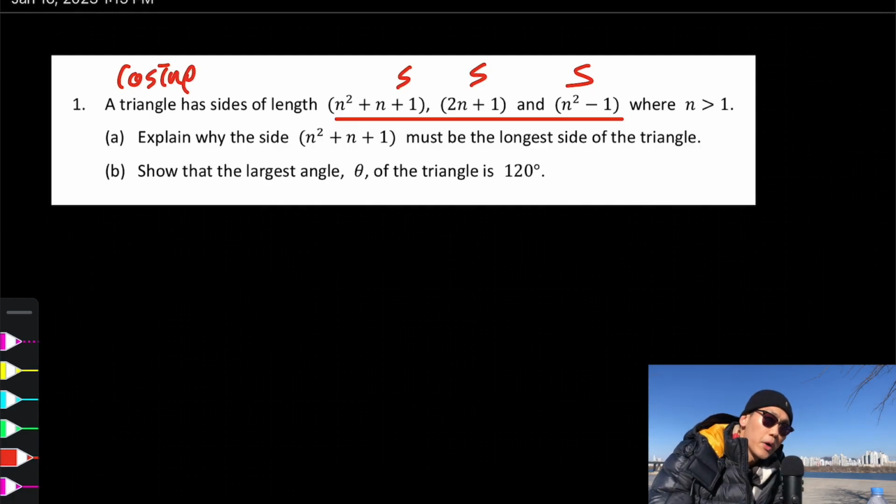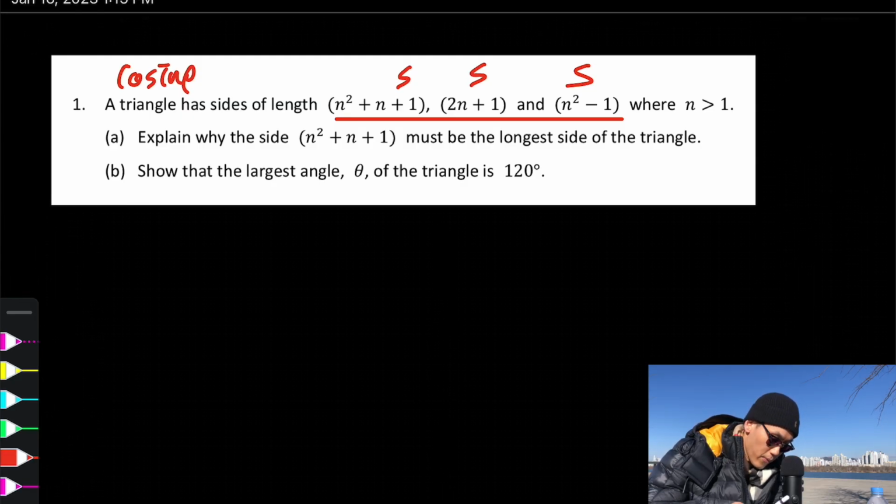You need to decode the hints and clues in the problem into the formula or theorem that you know of and use them quickly, right? So that's what's expected for the AA. Okay, so I'm going to use the cosine rule because it's a case of SSS.